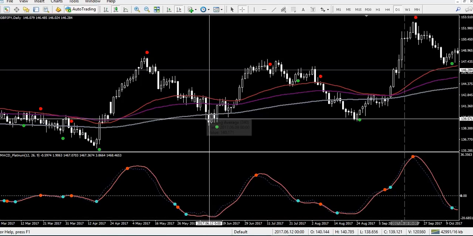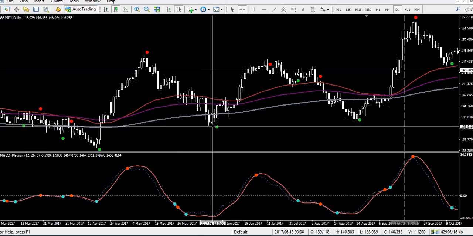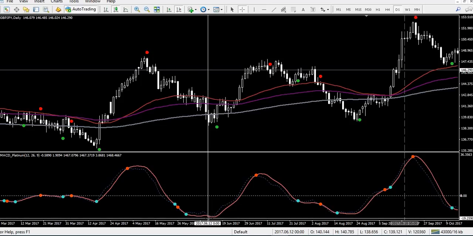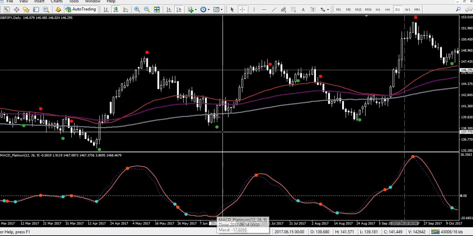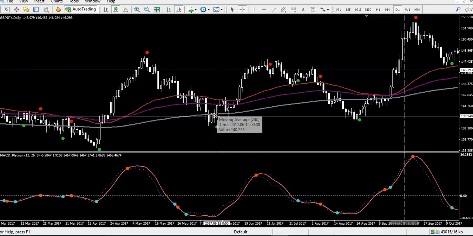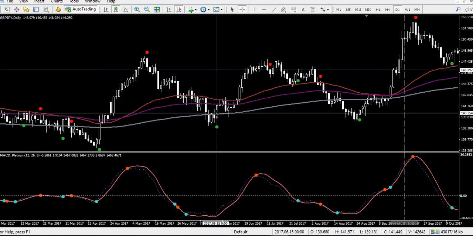Price gets down to 240 LMA, bounces around a bit, eventually gets up. Look at the MACD Platinum, still in blue dot territory. Get that, bounces nicely around the 240 LMA, green dot on the QMP filter. That's a trade I would take.